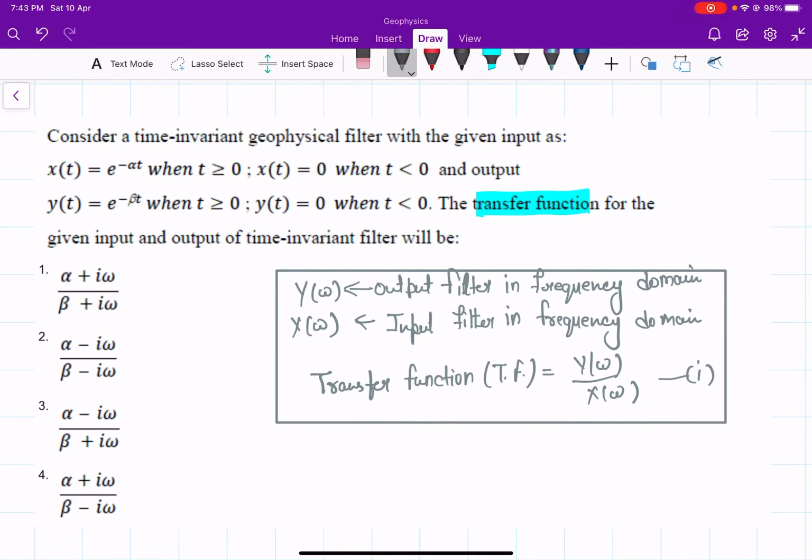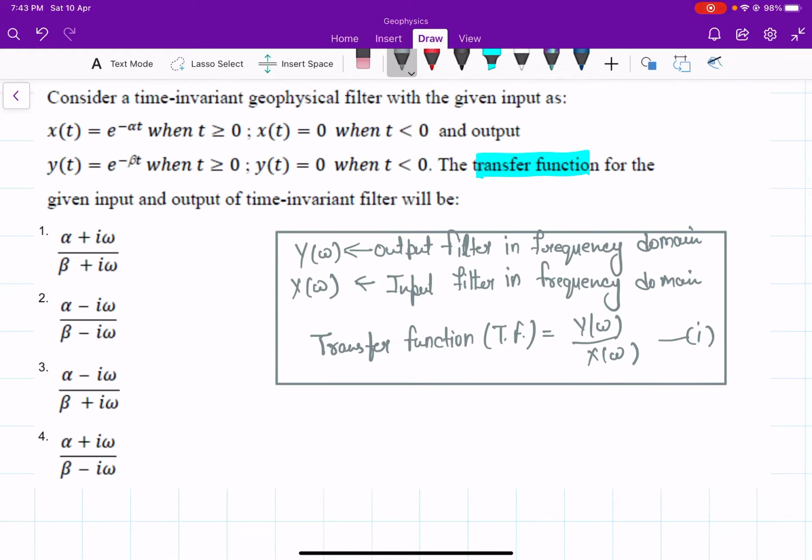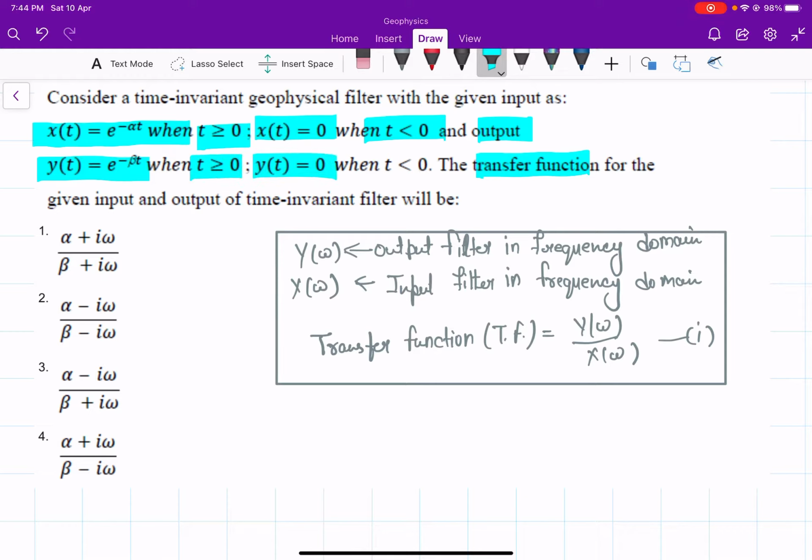Now the problem is: consider a time invariant geophysical filter with the given input x(t) = e^(-αt) when t is greater than or equal to 0, and x(t) = 0 when t is less than 0, and the output y(t) = e^(-βt) when t is greater than or equal to 0, and y(t) = 0 when t is less than 0. So we have to find out the transfer function of a given input and output time invariant filter.